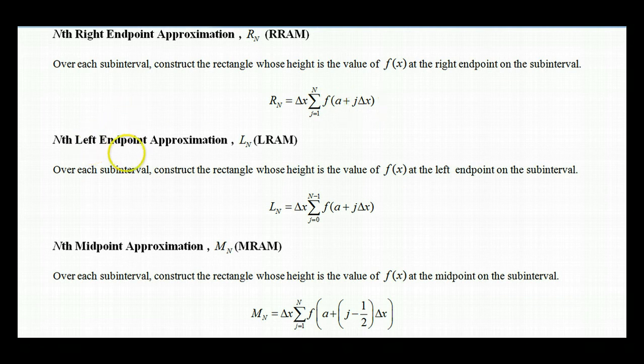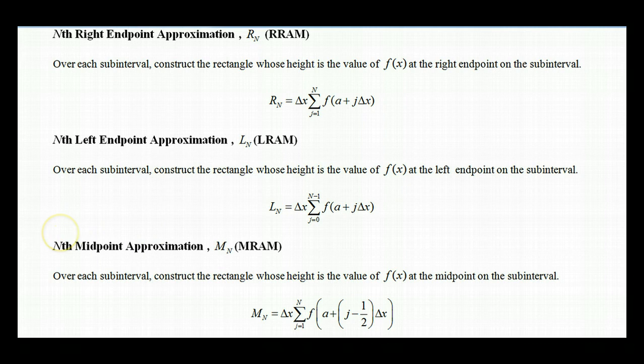The nth left endpoint approximation, L sub n, or LRAM, means that over each subinterval, we construct the rectangle whose height is the value of the function at the left endpoint on the subinterval. And it's the same formula as R n, only the indices have changed. So now the index of the summation is from j equals 0 to n minus 1, still of f of a plus j delta x.